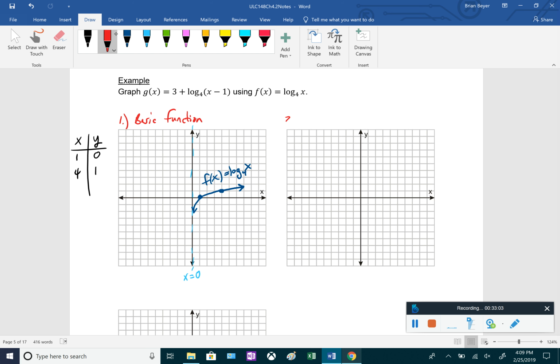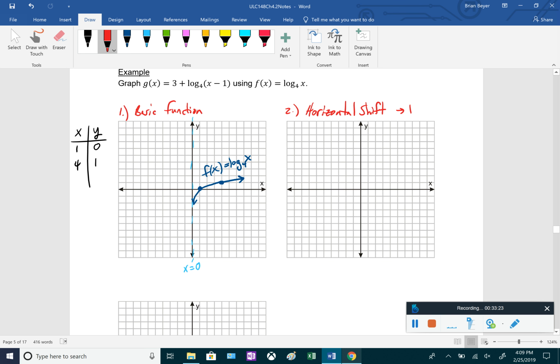So now we have to apply the transformations in the proper order to find g of x. The first thing that we always have to check is for a horizontal shift. There is a horizontal shift here. The x minus 1 is the horizontal shift. That means we're moving to the right 1 unit. So we're going to take all of these points and move them to the right 1 unit from the previous graph. That actually means the vertical asymptote is also going to move.